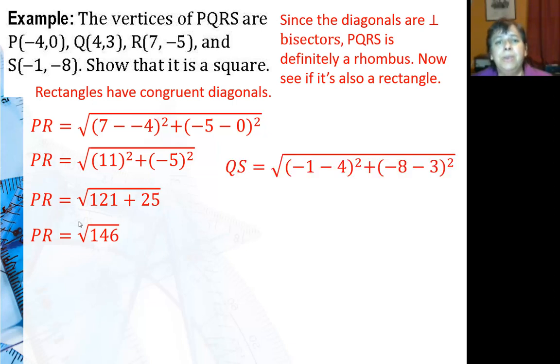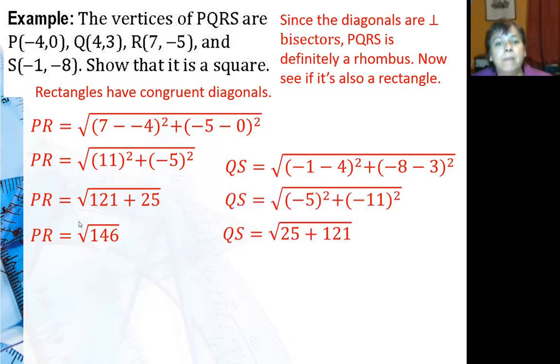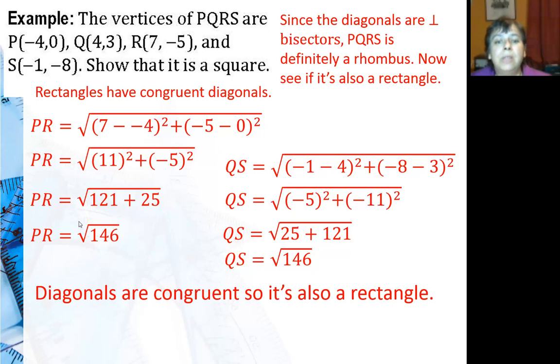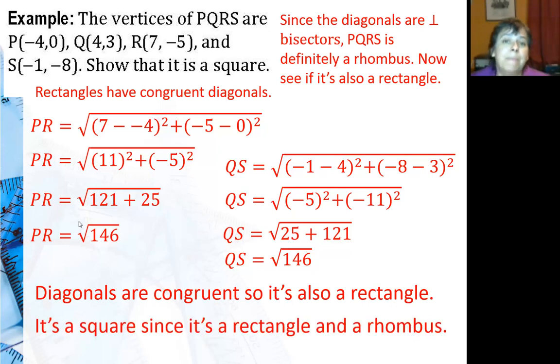Now let's find the length of QS using the distance formula. I did -1 minus 4 squared for the x-coordinate, x distance, -8 minus 3 squared, and I end up getting -5 squared plus -11 squared, which is still 25 plus 121. Or square root of 146. So the diagonals are congruent, so it's also a rectangle. And that means it's a square because it's a rectangle and a rhombus at the same time.